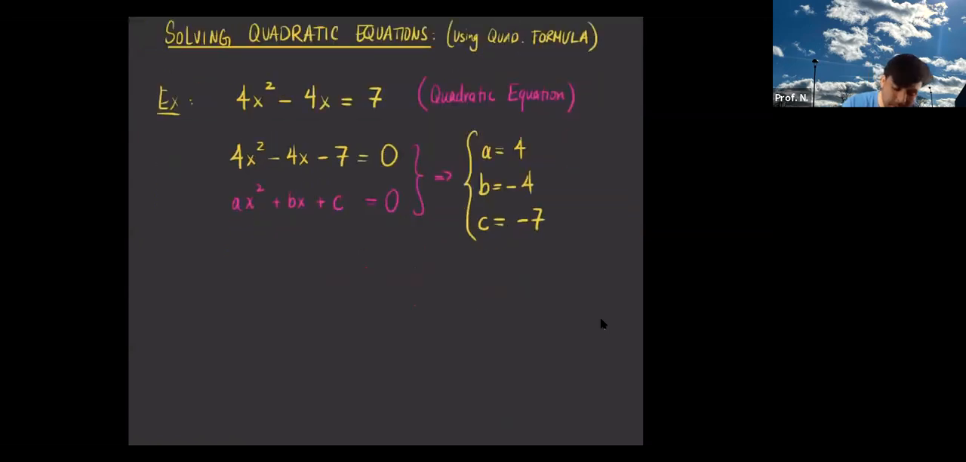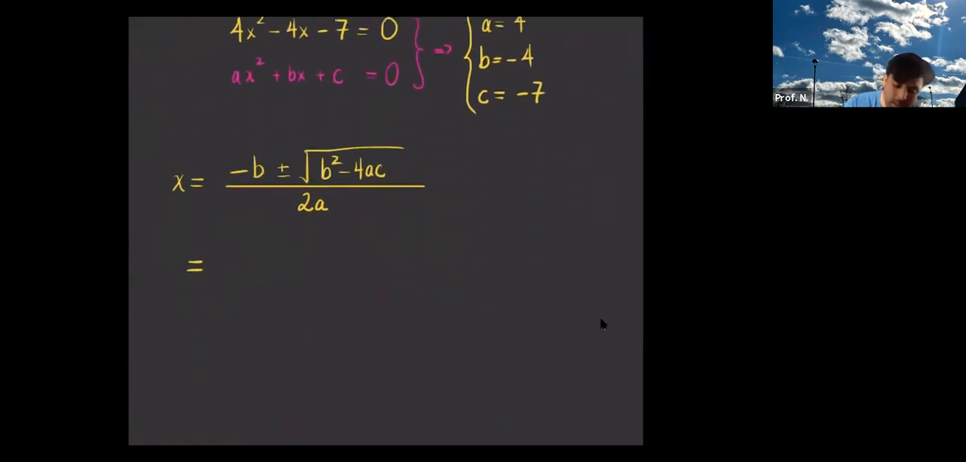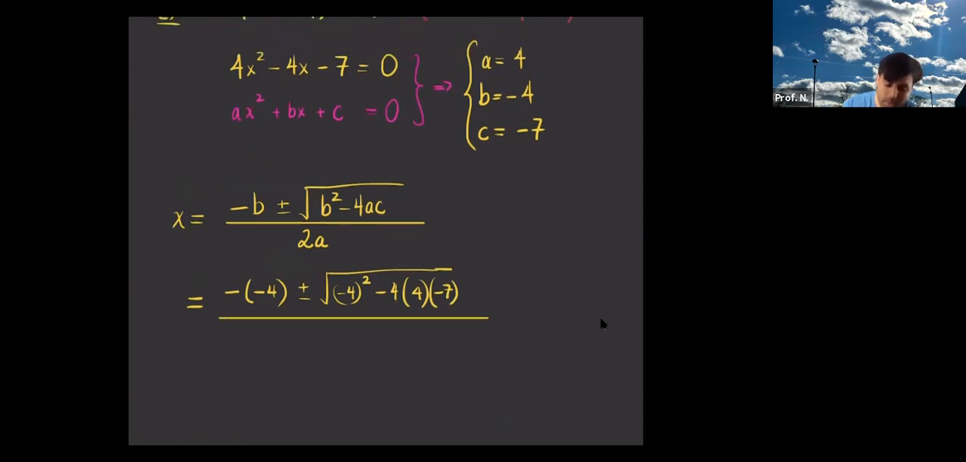Once I have that, I can use my formula, which is negative b plus or minus the square root of b squared minus 4ac, all over 2a. And then I just have to plug in the correct a, b, and c values. So this is negative of negative 4, because b is negative 4. I have to be careful with the negative and the parentheses. Plus or minus, then we plug in negative 4, we square it, minus 4 times a, which is 4, multiplied by negative 7. And we divide this whole thing by 2 multiplied by 4.